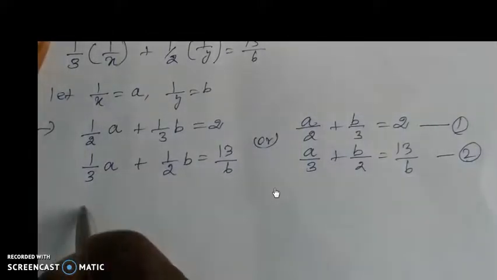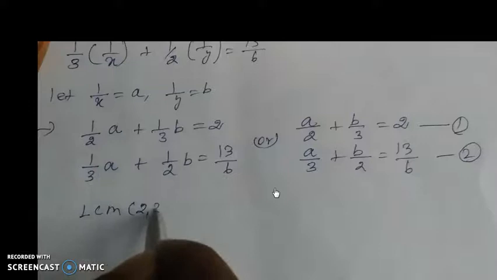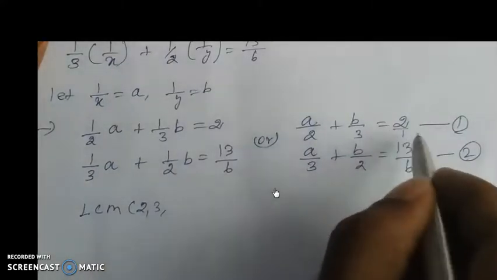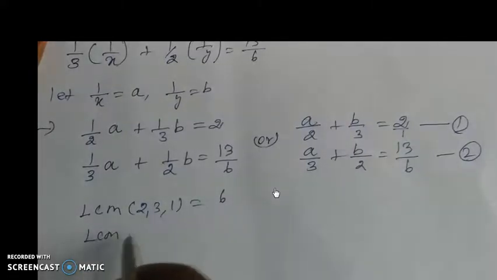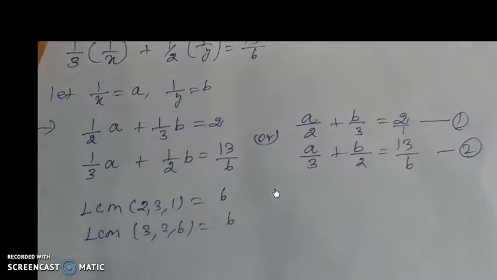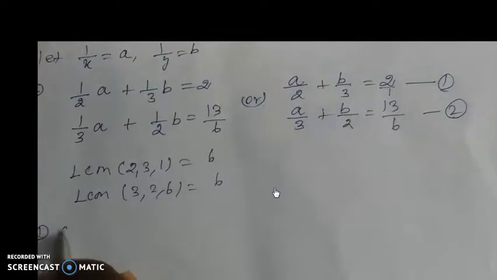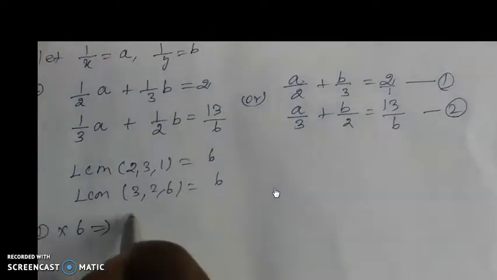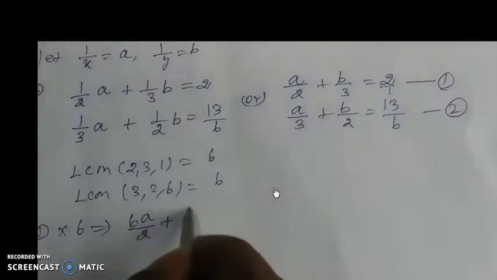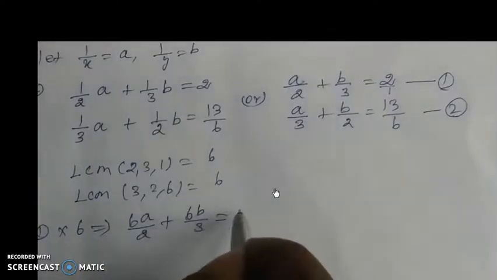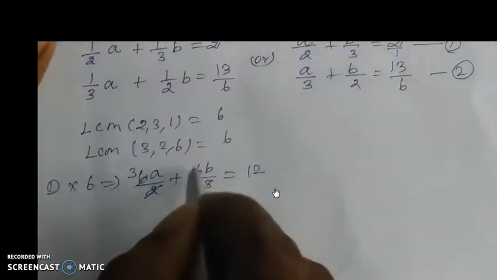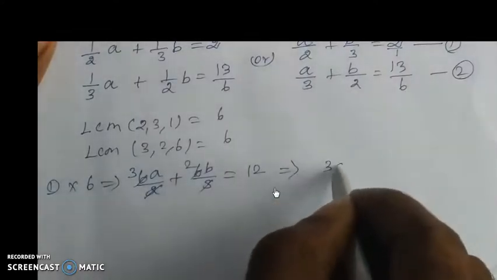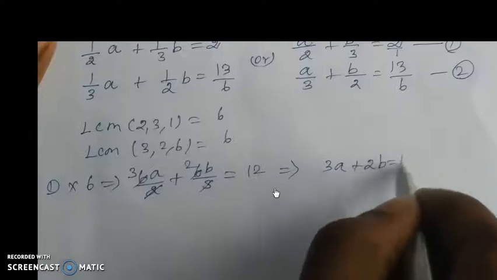So in the first equation, the LCM of the denominators 2, 3 and 1 equals 6. And similarly in the second equation, the LCM of 3, 2, 6 is nothing but 6 only. So multiply equation 1 by 6. So what will happen? 6a by 2 plus 6b by 3 equal to 6 times 2, which is 12. And simplify this: here 3 times, here 2 times. So it will become 3a plus 2b equal to 12.